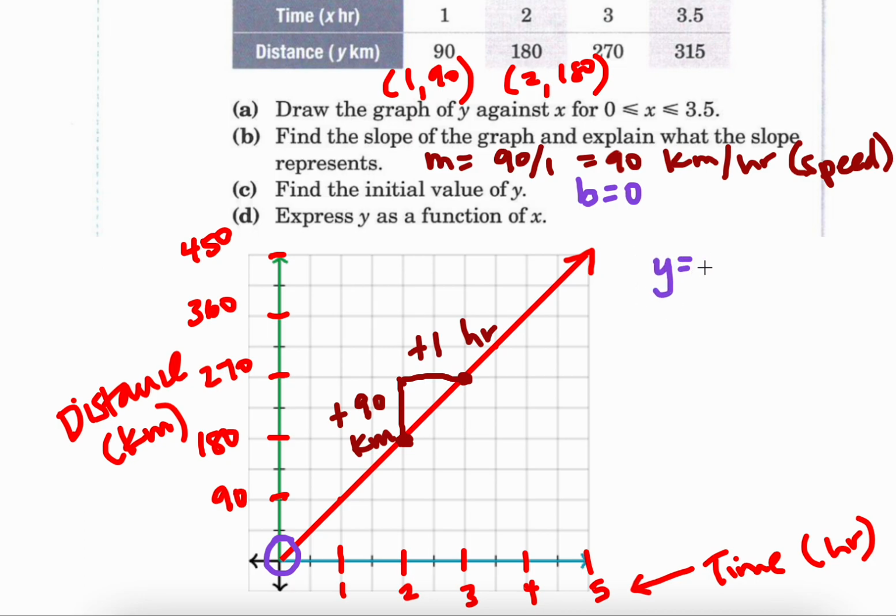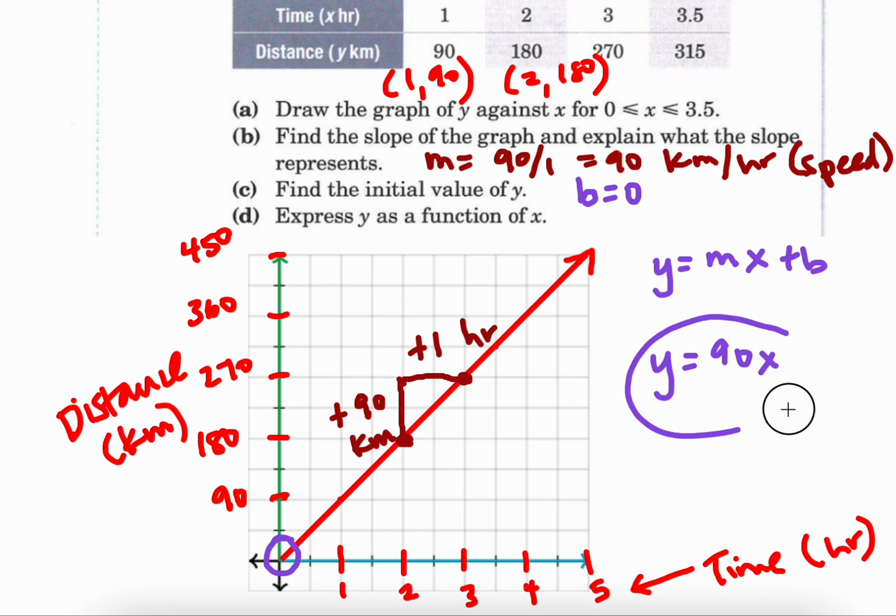Okay, now D, express y as a function of x. All right, so if we need to write it as an equation, it needs to follow y equals mx plus b. We have all that information. Let's just plug that in. Y equals the slope, 90, times x, plus b. We don't have a b. It was 0. So we can leave it like this. Y equals 90x. And then that will show you the relationship of x and y.